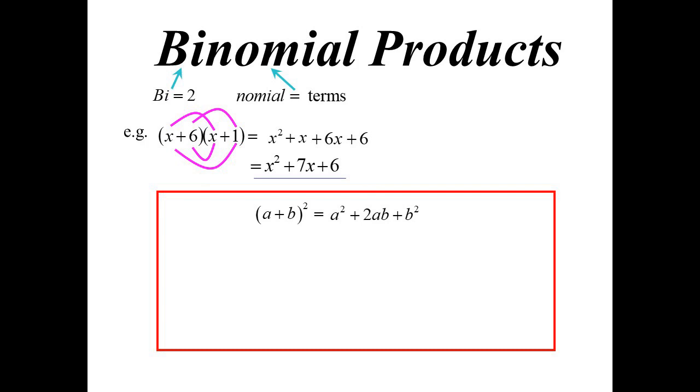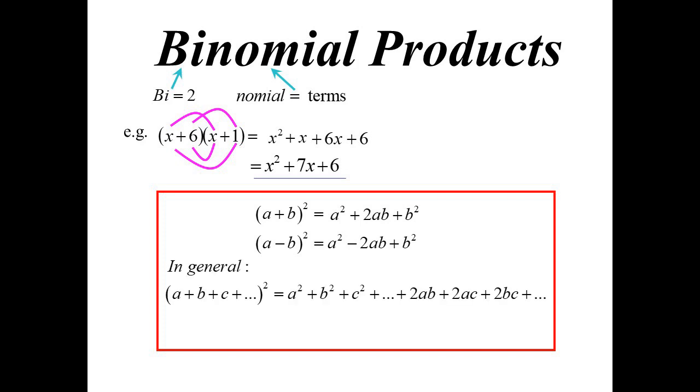A plus b squared, we see the pattern, we know the pattern. It's a squared plus 2ab plus b squared. We can do that straight away. The negative one is similar, except it's minus 2ab. So in general, I don't know if you knew this or not, you don't have to have a binomial. You can have as many terms as you like.